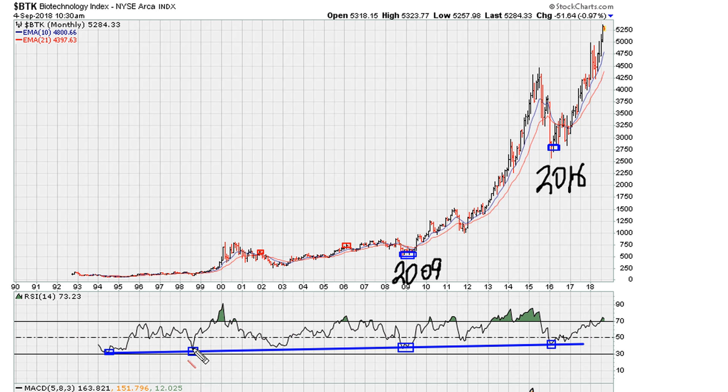And I can draw a line, should be something like that, where we can see we break below the line here of the highs there, backtest failure here, which gave us that high, and then backtest failure here, which gave us the highs for early 2006.